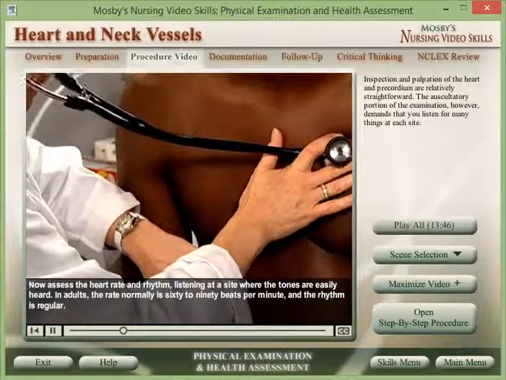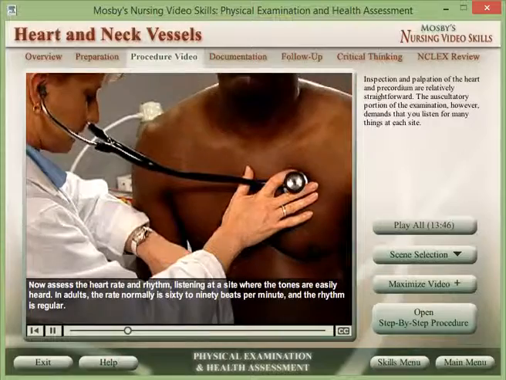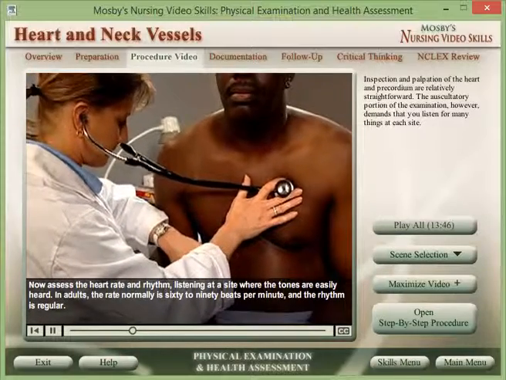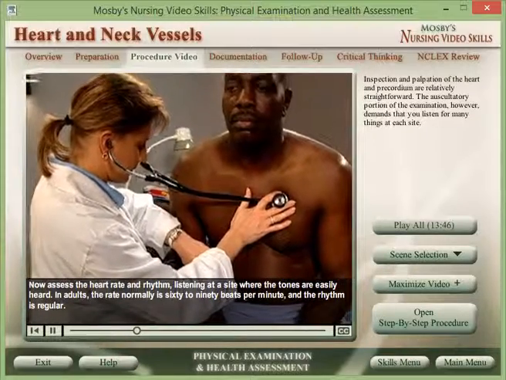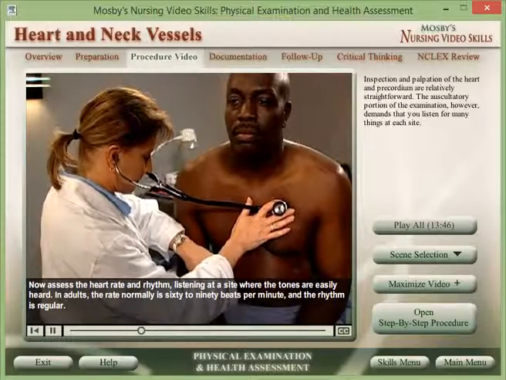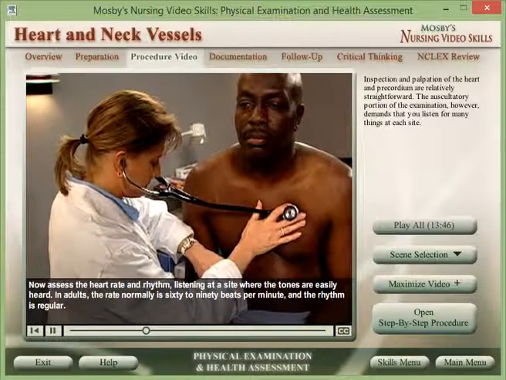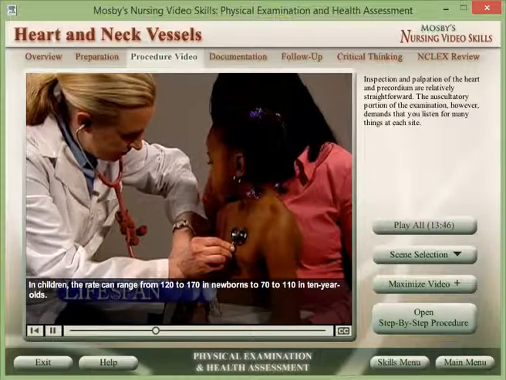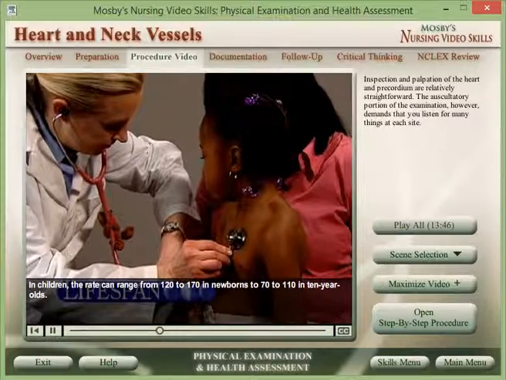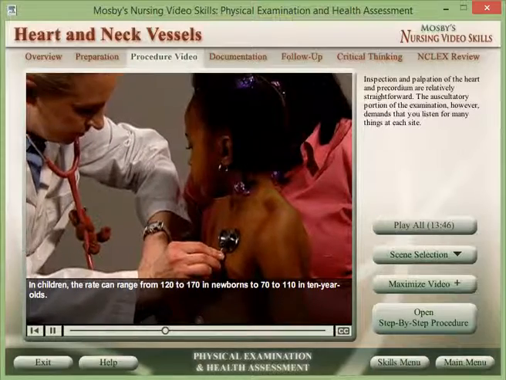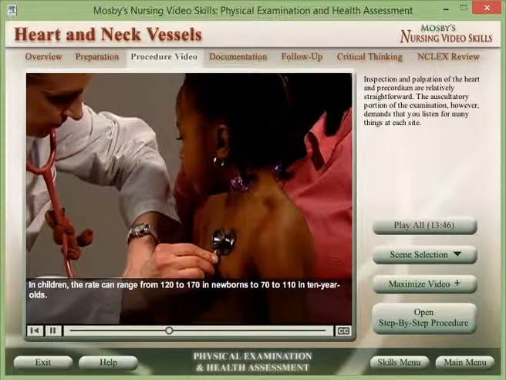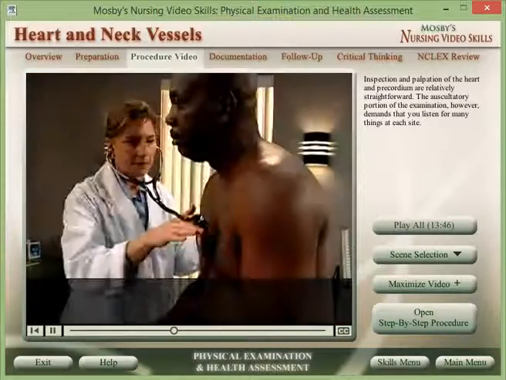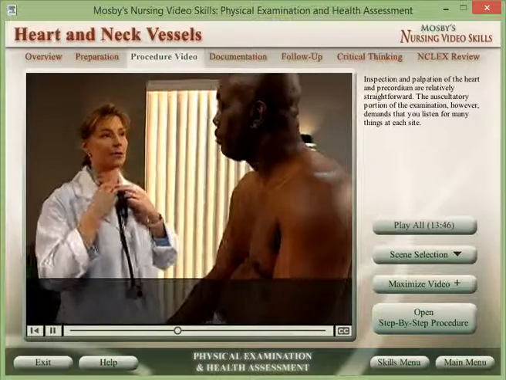Now assess the heart rate and rhythm, listening at a site where the tones are easily heard. In adults, the rate normally is 60 to 90 beats per minute, and the rhythm is regular. In children, the rate can range from 120 to 170 in newborns, to 70 to 110 in 10-year-olds. Your heart rate is normal.